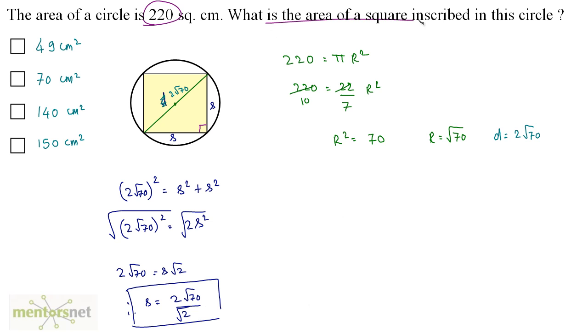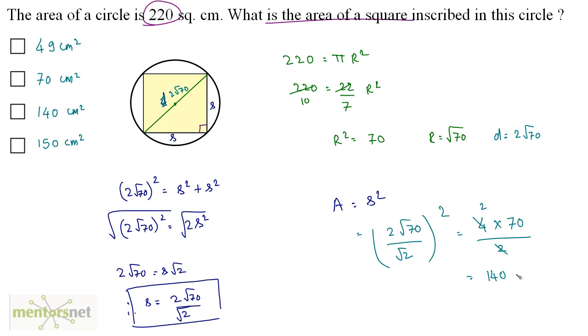What is the area of the square now? We can calculate it. Area is equal to side square, right? So this is equal to 2 root 70 by root 2 whole square. So that's 2 square is 4 times root 70 square is 70 divided by root 2 square is 2. 2 times 2 is 4, 70 times 2 is 140. Now this is the area, so this is centimeter square, right? So option C is the correct answer.